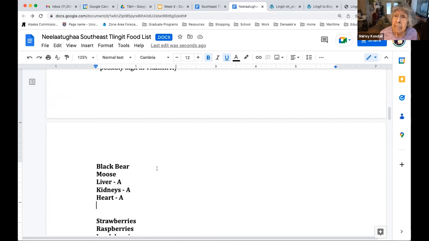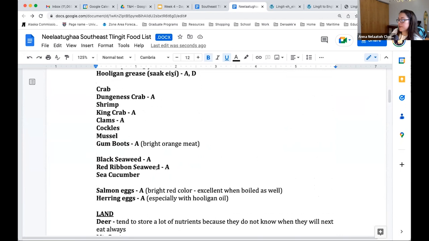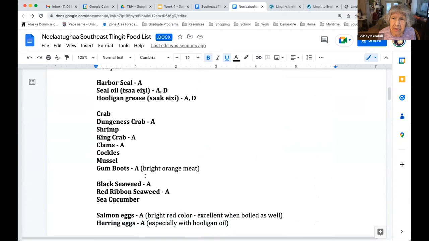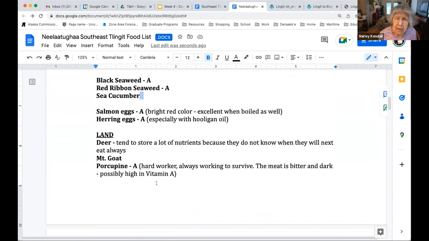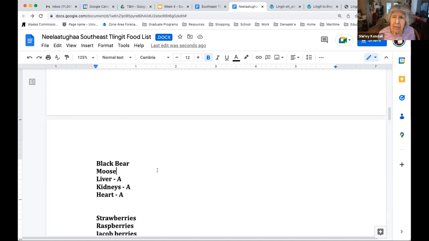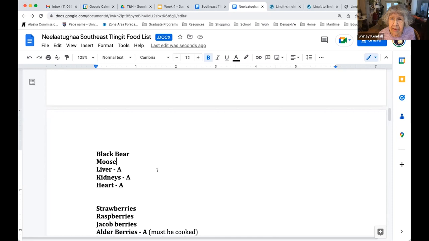There's also black bear, moose, sea cucumber. Sea cucumber, my brother said, was really, really tasty. I have no idea what it looks like, and I never tasted one. But if somebody knows, I can share. And I put the moose on the list because of the people on the mainland, like Haines and Yakutat and Wrangell. They do get moose. We don't on the islands. They're beginning to migrate down to the islands, I heard.